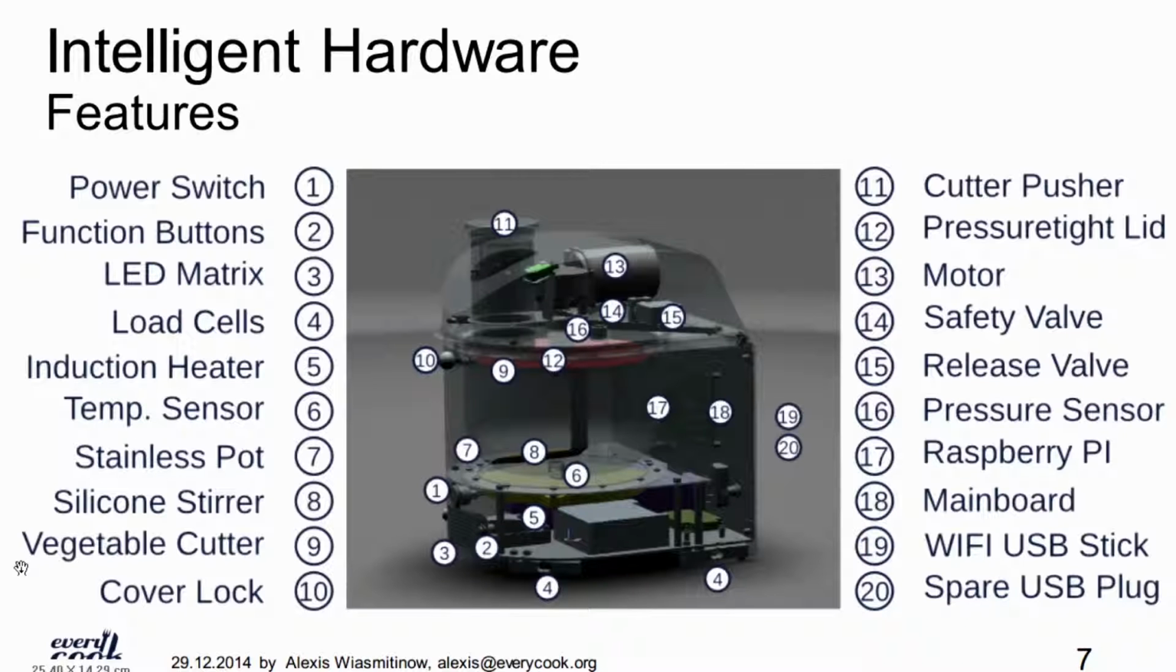We can stir inside the pot. The number 11 is a pusher. Here it is, the pusher. We can push in the vegetables, and inside we have a cutting disc that chops your onion. We have a Raspberry Pi as the brain of the device, and a Wi-Fi USB stick, so we can connect to the world. We even have a spare USB where we could add Bluetooth, for example, to connect to other connected devices, and of course Wi-Fi. So we keep it open to connect to all other kinds of devices.